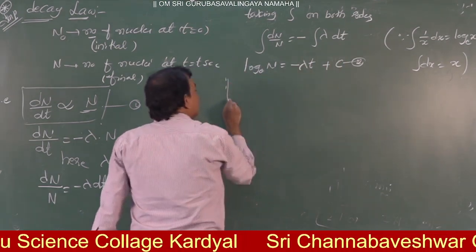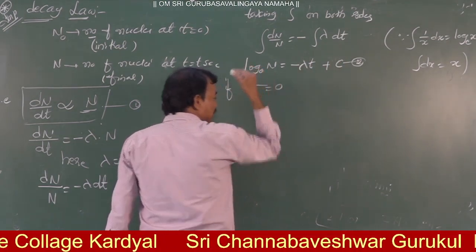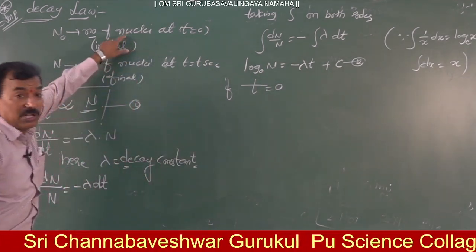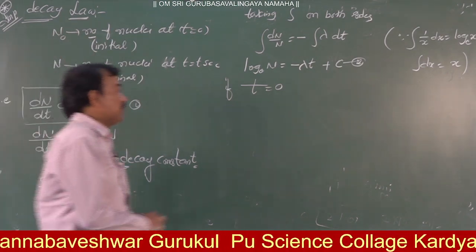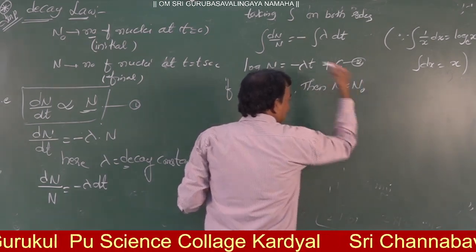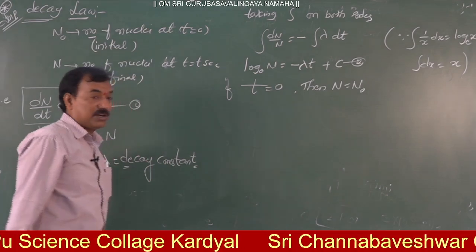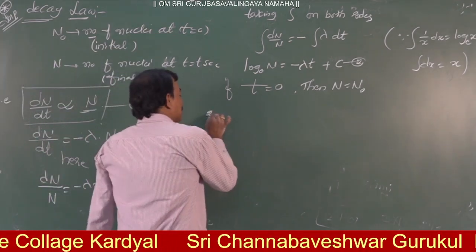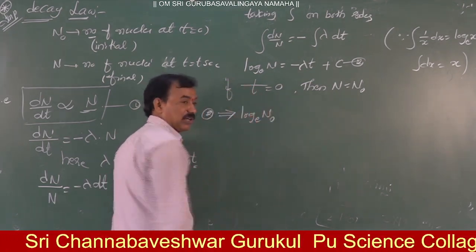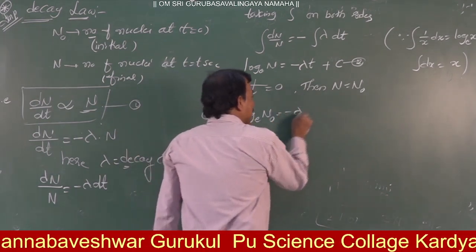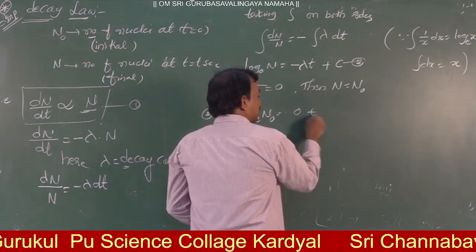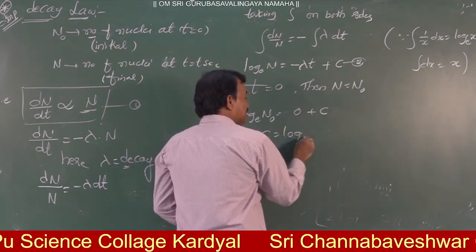Suppose t is equal to 0, meaning the initial value. T is equal to 0, how many nuclei were there? N naught. So that means if t is equal to 0, then N is equal to N naught. So what is that equation? Equation 2 implies log base e of N naught is equal to minus lambda into t, again plus c. T is equal to 0, so this term is equal to 0, again plus c. So c is equal to log base e of N naught.